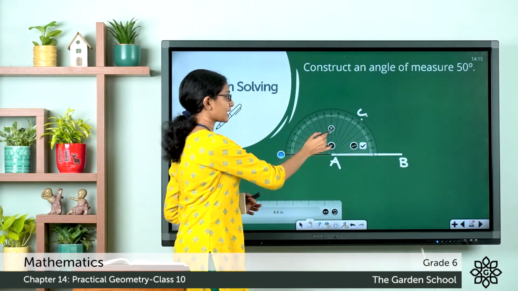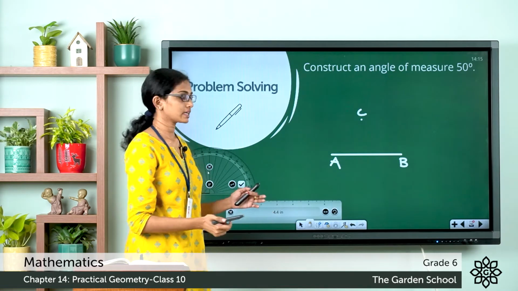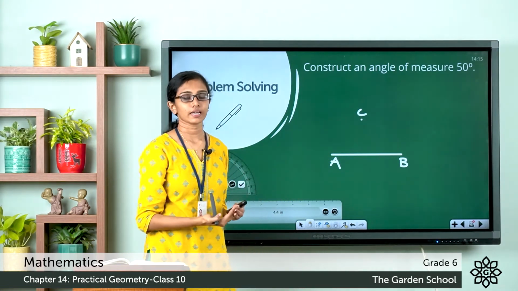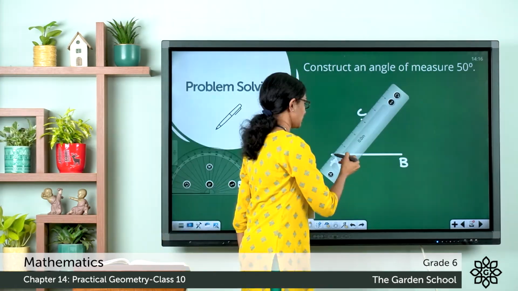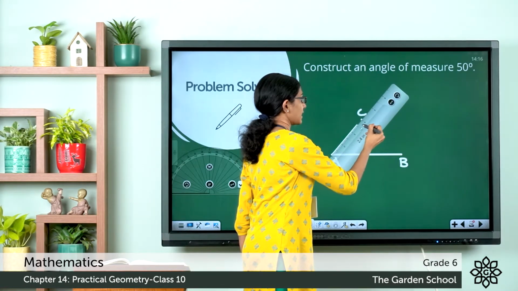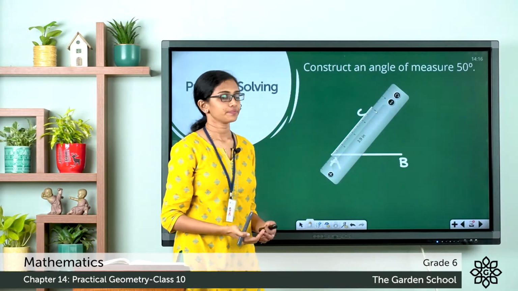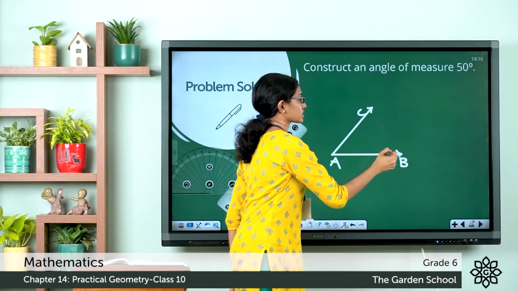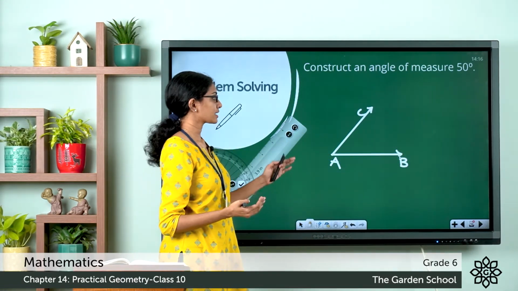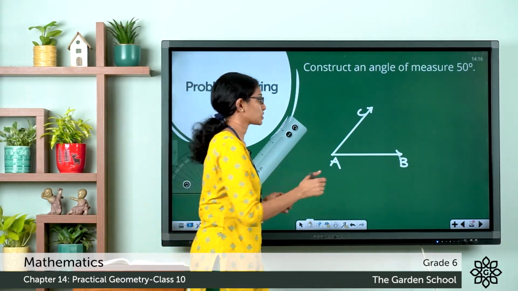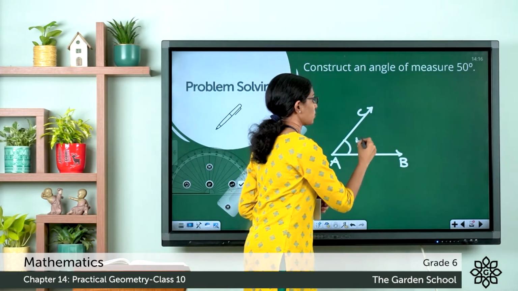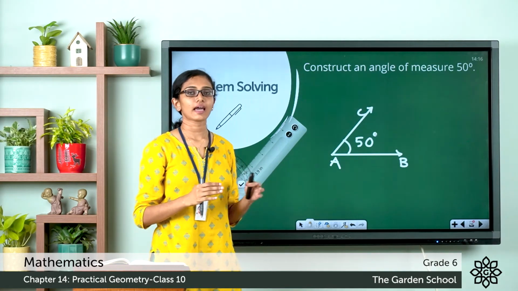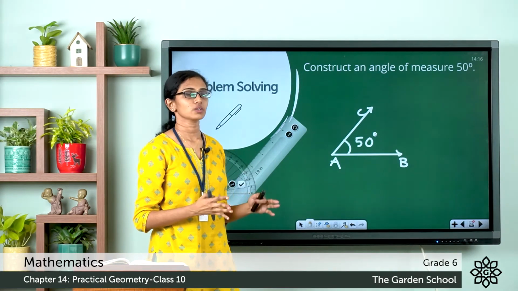Now set aside the protractor, take the ruler again, and you have to join the points A and C, and you can extend that line. So align your ruler properly, and then join the points A and C, and you can extend the line. So right now you can draw the arrow marks. So now we have angle CAB, and the measure of this angle is equal to 50 degree. So this is how we can construct an angle using the protractor, the ruler and the pencil.